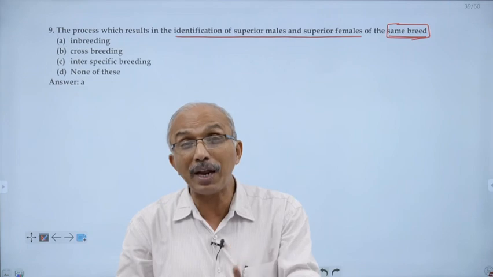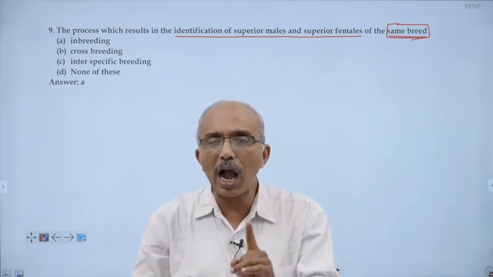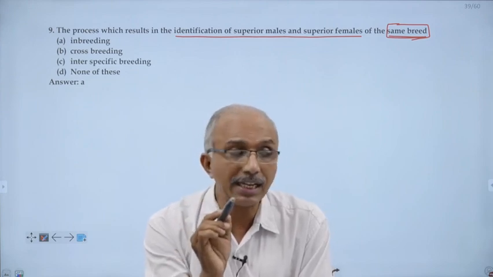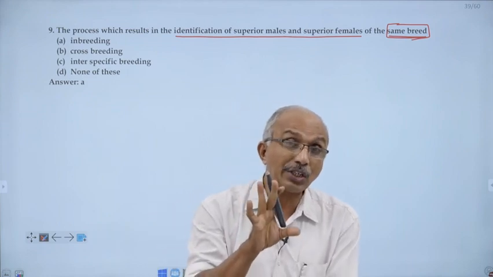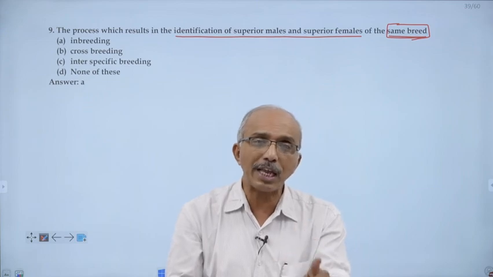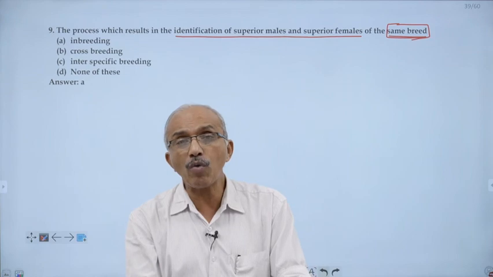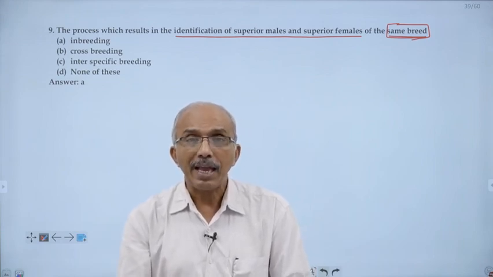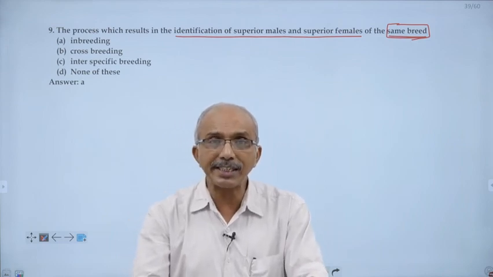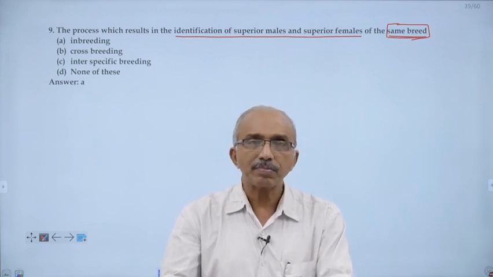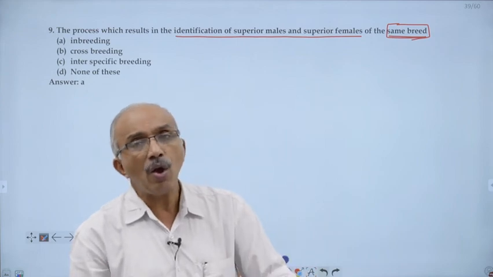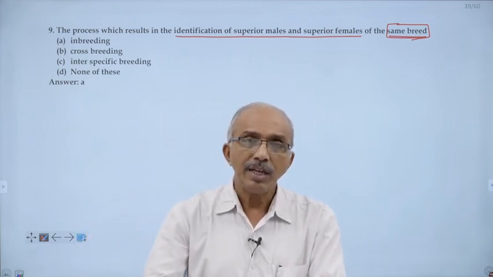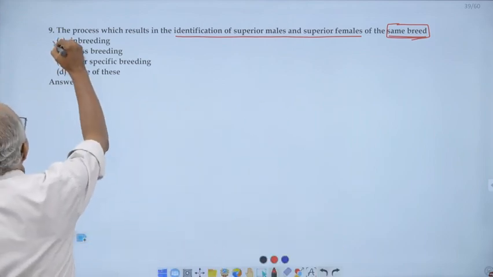If the selection is from the same breed, it may be either inbreeding or outcrossing. Inbreeding is the mating of related animals of the same breed. Outcrossing is the mating of unrelated animals of the same breed. So animals from the same breed are mated either in inbreeding or in outcrossing. So the answer is inbreeding.